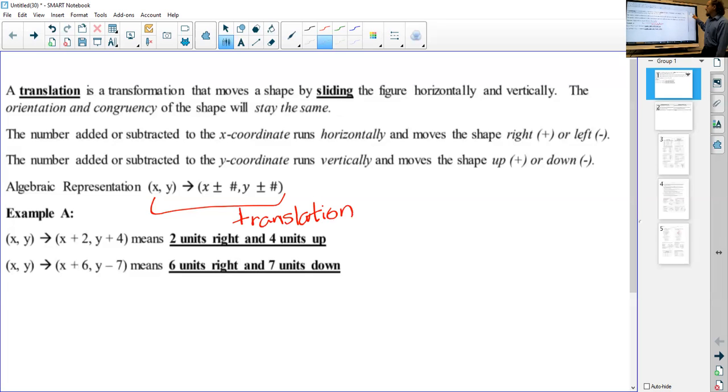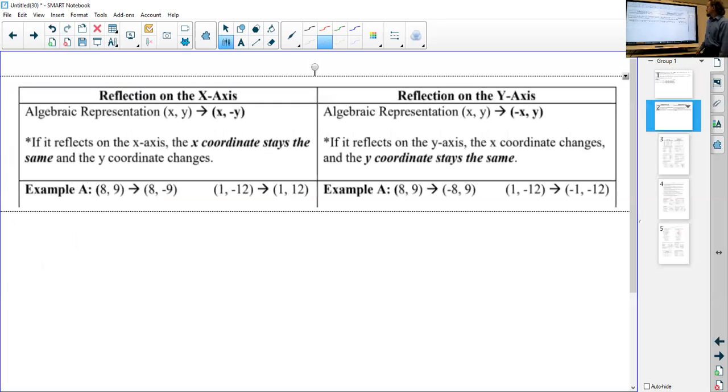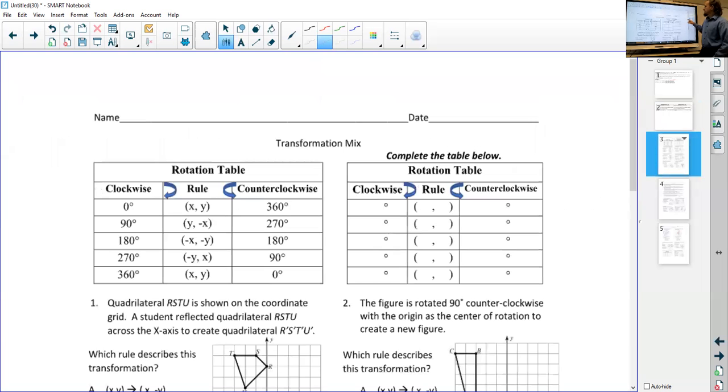And then just a reminder, reflections. If we go across the x-axis, x stays the same and y changes. If you go across the y-axis, x changes, y stays the same. So if you don't have that written down and you want to add it next to your translation notes, you can. And then we did rotations yesterday. Remember we said, here's your chart. Stick with that. It'll answer all of your questions.